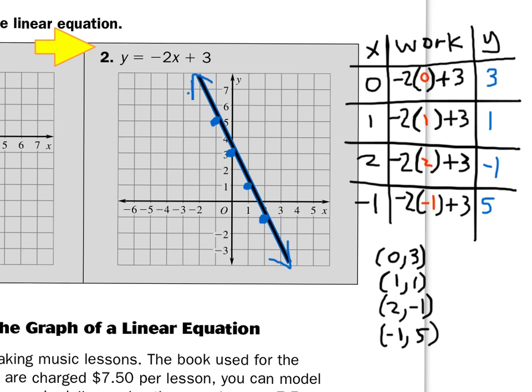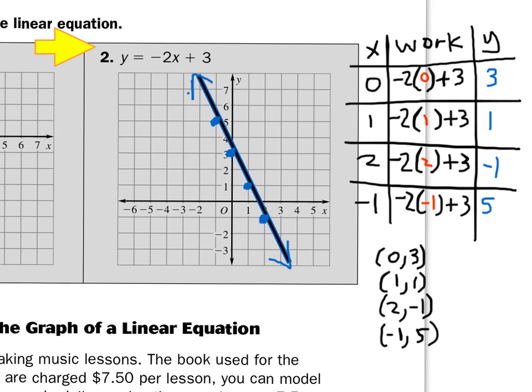Now, for the work column, I want you to copy this. Negative 2 times x plus 3. But rather than the x, we're going to do the parentheses. So negative 2 times parentheses plus 3. Negative 2 times parentheses plus 3. Negative 2 times parentheses plus 3. Negative 2 times parentheses plus 3.